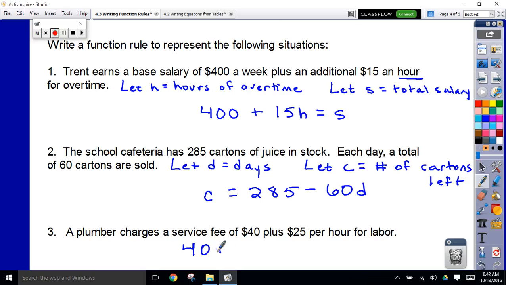Okay, 40 plus 25H equals L. What does H represent? The hours that you work, and L stands for the... Okay, hours worked. Okay, and then L is going to represent the cost of the overall, the total overall cost. Good.